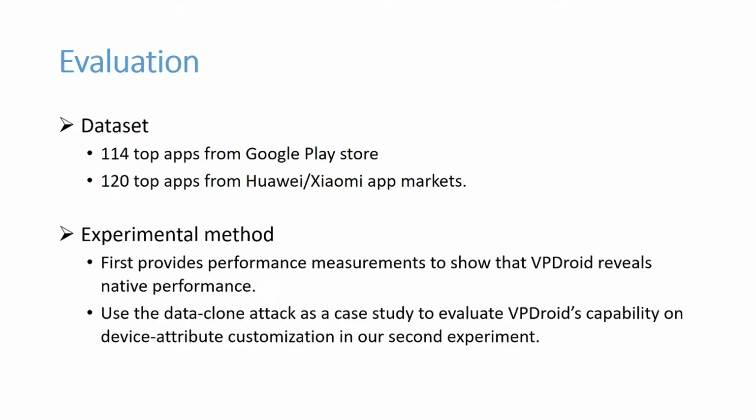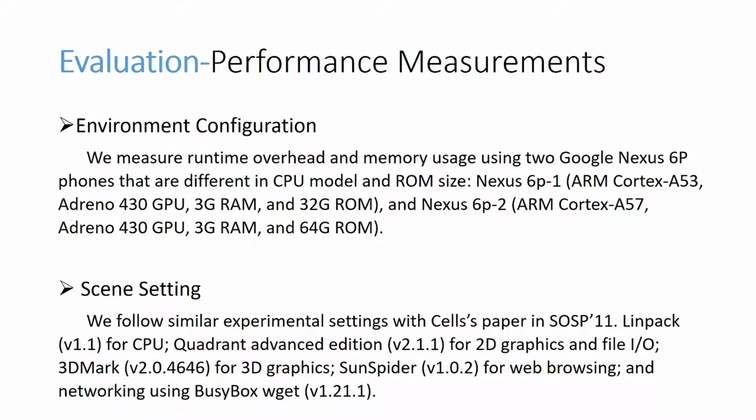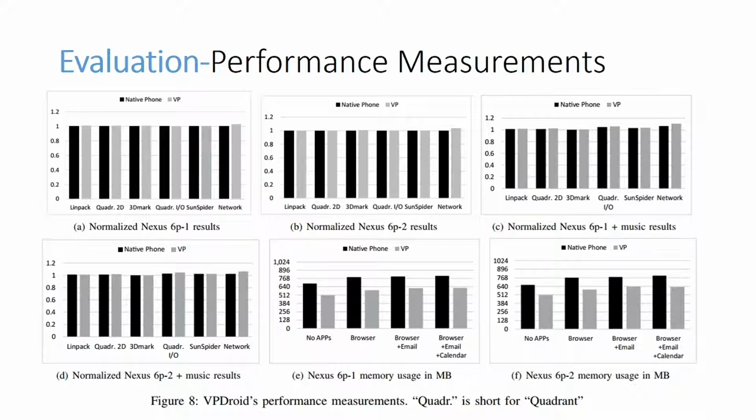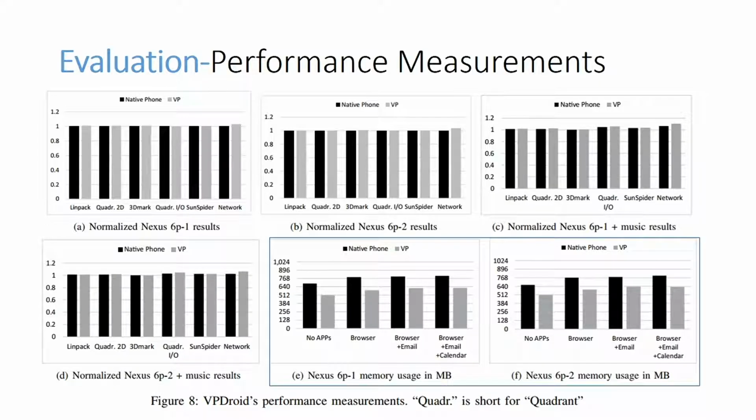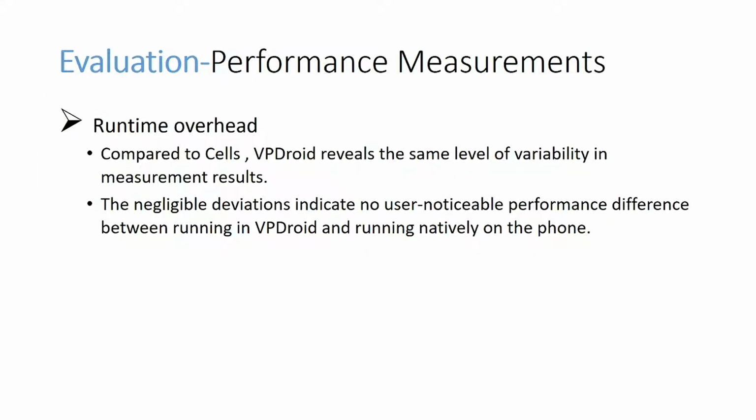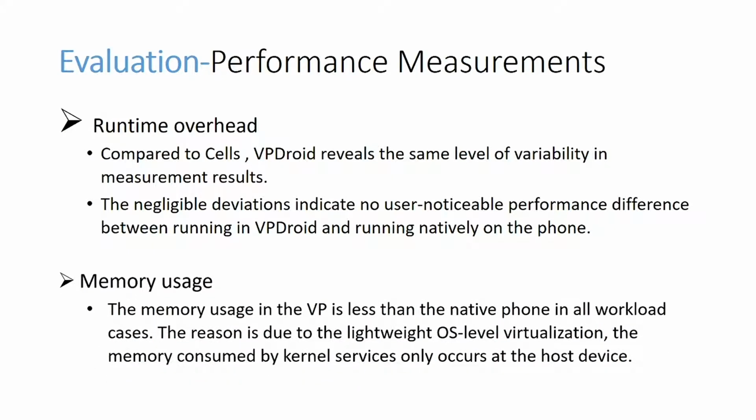In the evaluation section, we select the dataset of about 234 apps. The experiments include performance measurements and data clone attacks. We measure runtime overhead and memory usage using two Google Nexus 6P phones. This is the result of our performance test. This is our runtime performance. This is our memory usage. For runtime overhead, VPDroid shows performance close to native. For memory usage, the results reveal that VPDroid is a lightweight system virtualization solution.